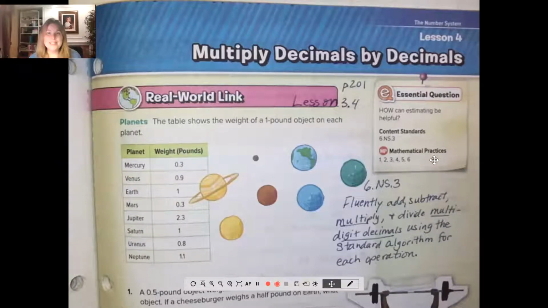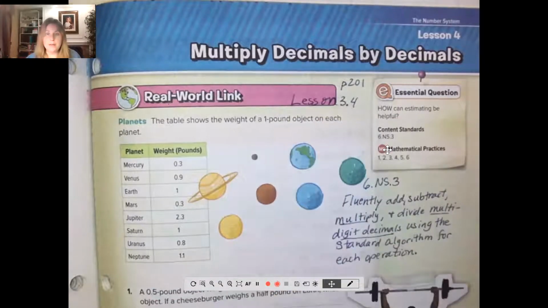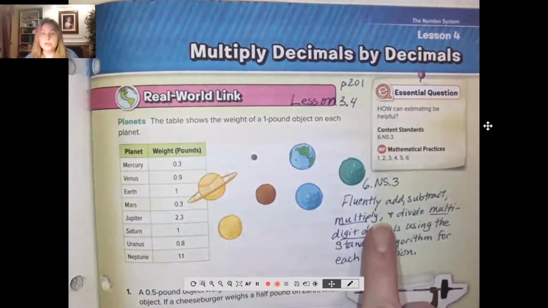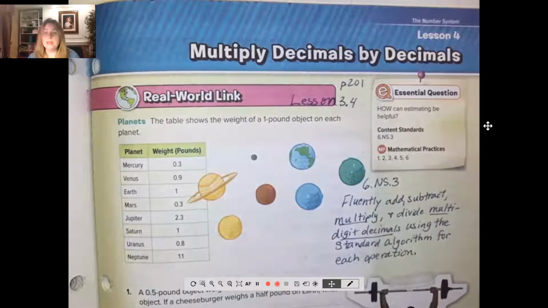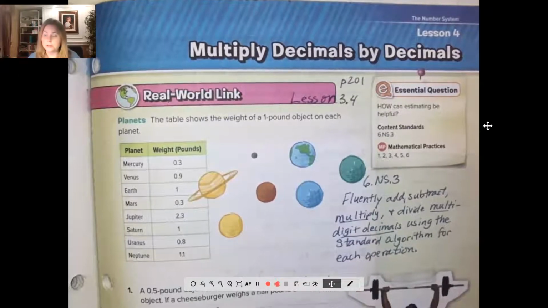Hi, sixth graders. Today we are looking at multiplying decimals by decimals, and we are working in chapter 3, lesson 4. Today we are on page 201. Our standard that we're working in today is to fluently add, subtract, multiply, and divide multi-digit decimals using the standard algorithm for each operation. Specifically today we're looking at multiplication and multiplying with multi-digit decimals.